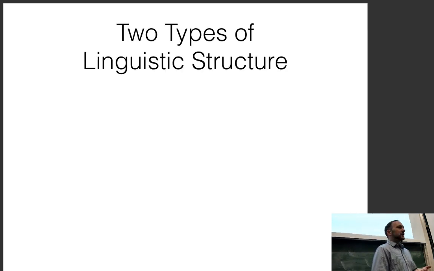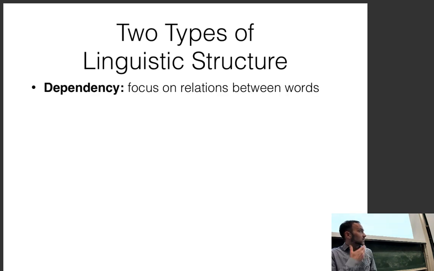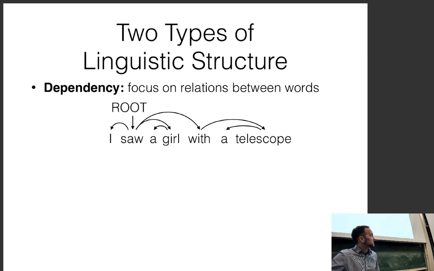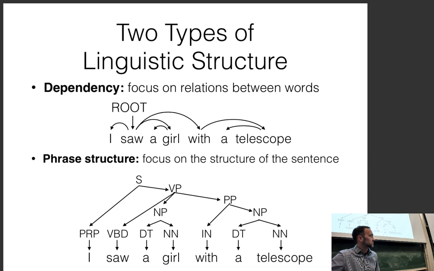So up until now, we didn't talk a huge amount about linguistic structure, like tree structure. And there are multiple types of linguistic structure that we might want to model for various reasons. Dependency structures focus on the relations between the words, like this, whereas phrase structures focus on the structure of the sentence like this. So we kind of skipped over the phrase structure part because dependencies are the main thing that people are doing nowadays, but phrase structure is also another type.